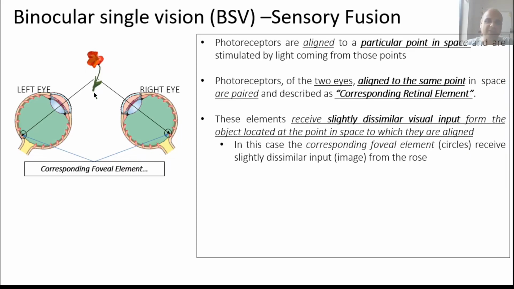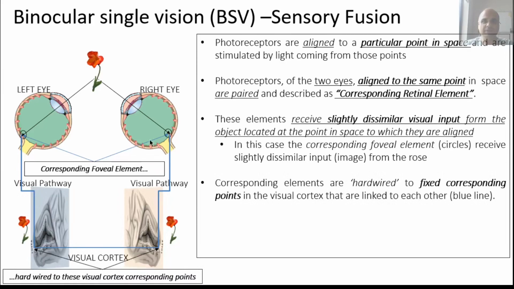And why is it slightly dissimilar? We've already talked about it: because your eyes are horizontally displaced. These are corresponding foveal elements because both of them are pointing towards the same point. Both of them are aligned to the same point in space, and that point happens to be, right now, where this rose is. So these corresponding foveal elements are receiving slightly dissimilar images of this rose.